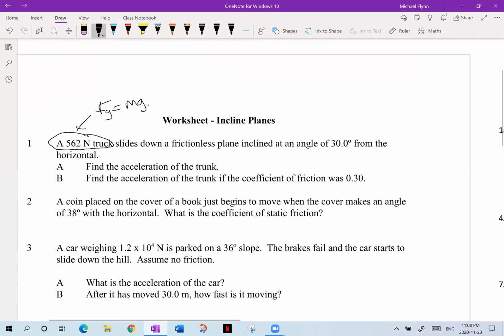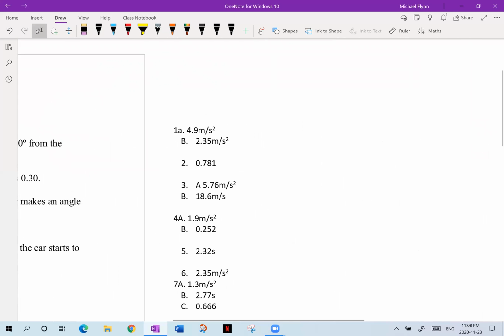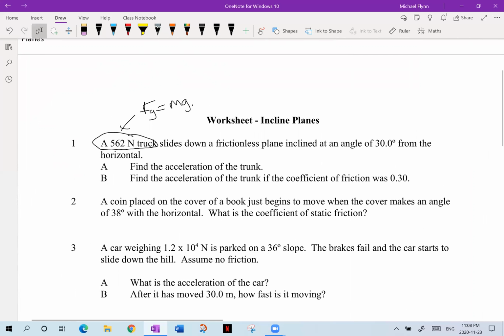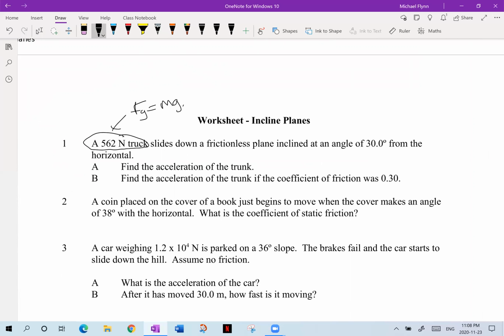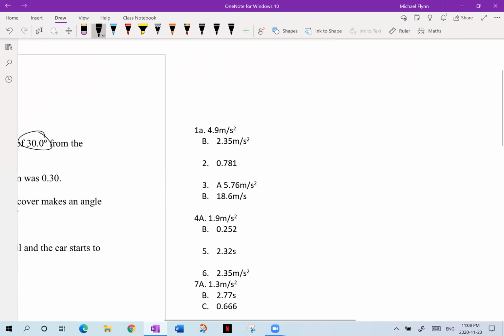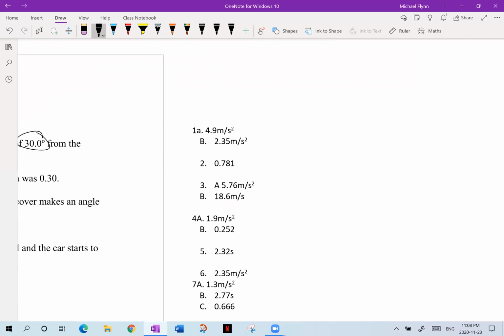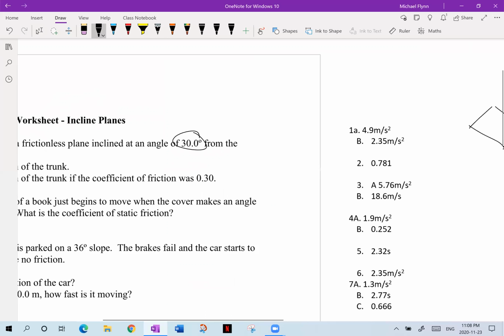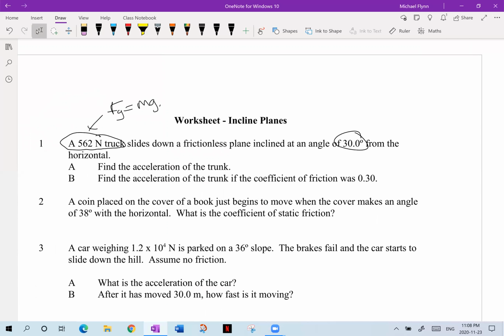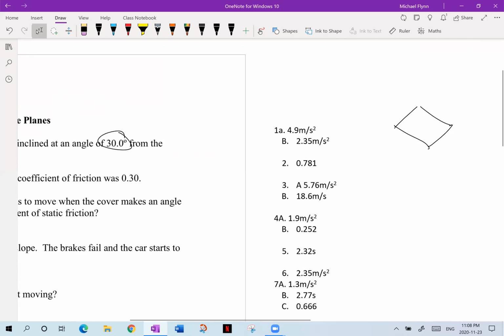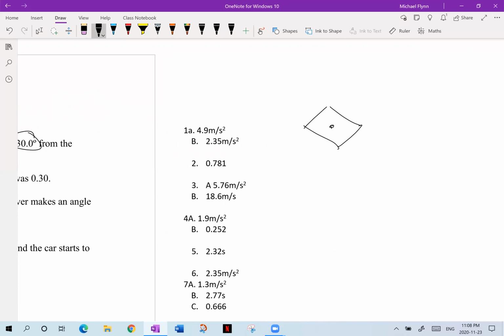So let's go ahead. I'm going to do number one with you. I'll show you how easy it is. They say here the angle of the incline is 30 degrees. That's always measured at the base. So we can draw the free body diagram one more time. Here's my free body diagram. The 562 Newton truck is on a 30-degree frictionless incline, so there's gravity, there is a normal force, and then there is an acceleration in the x direction down the incline.